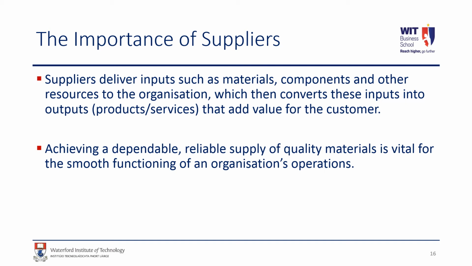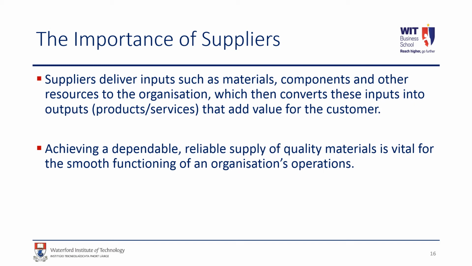And similarly in finance and office-based organizations, you're going to have lots of paper supplies. You're going to maybe have suppliers of software systems or databases or suppliers of general office supplies, etc. So every organization is going to have suppliers that use inputs in order to run their operations effectively. So what's critical from a lean perspective is we want to try and achieve a dependable, reliable supply of quality materials. And this enables us to plan and schedule our work activities. So it's vital for the smooth functioning of our operations.